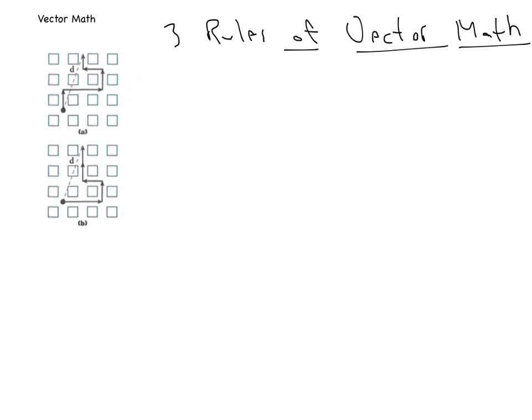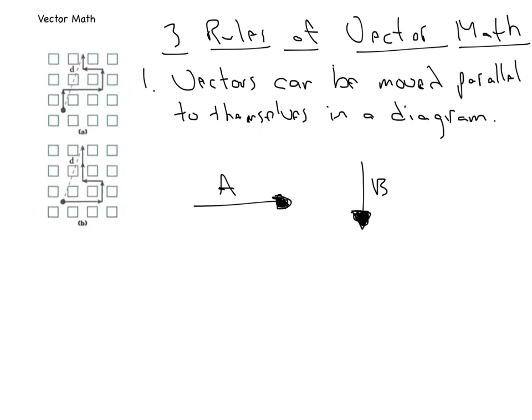Okay, the first rule of vector math. So let's say your friend walks 5 meters in this direction and 10 meters south. We have these two vectors and we want to add them. Rule number one says they can be moved parallel to themselves in a diagram. And we often do that to make sure that if we're adding them, A plus B, that they are lined up tip to tail. So I can move B like this.